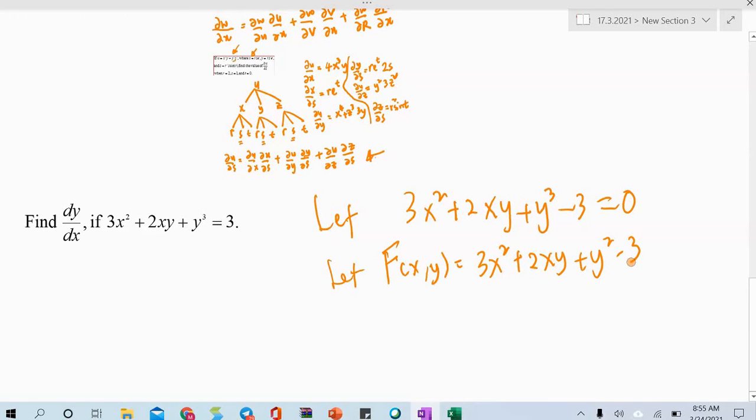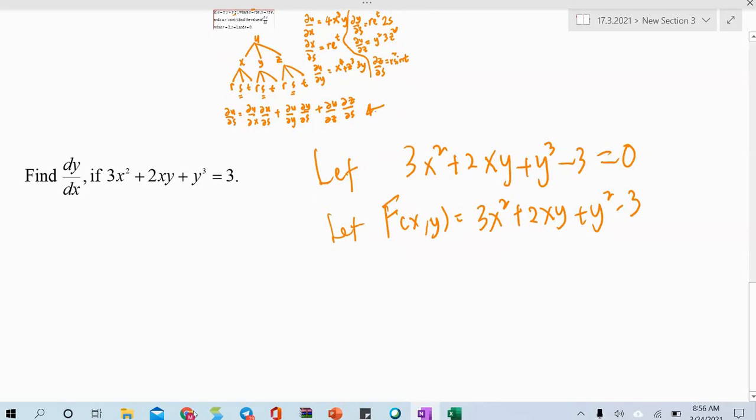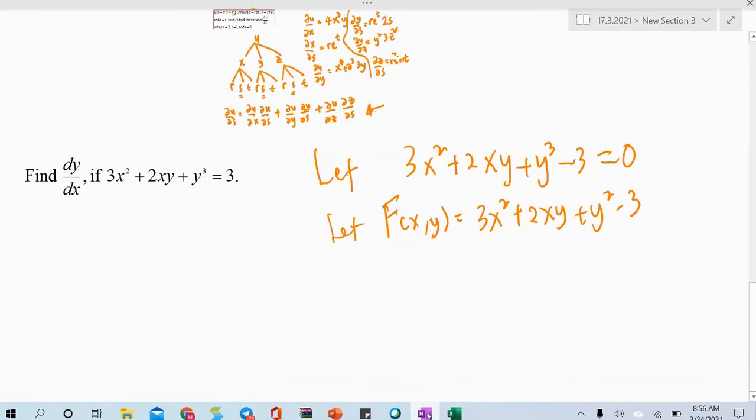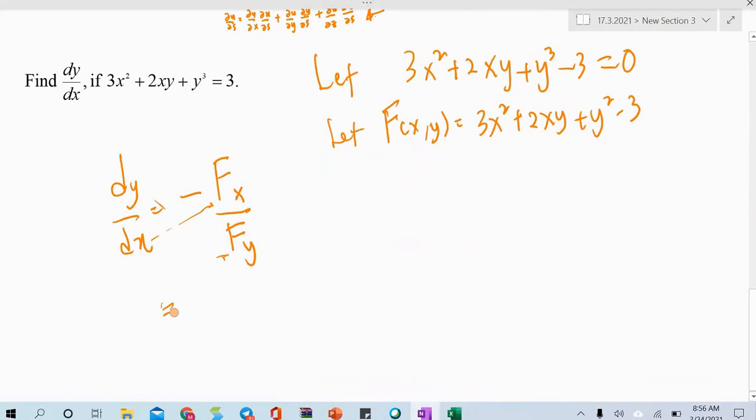Then they already give us the formula. You don't need to do anything, you just follow the formula. Fx has x here, fy has y here, and we have to put the negative sign. So dy/dx is negative, with the negative just put aside.